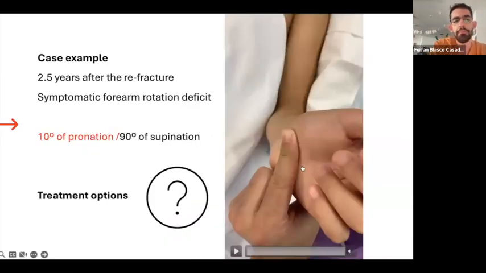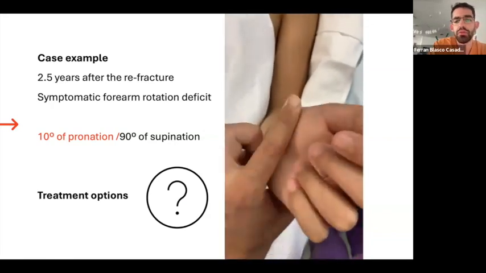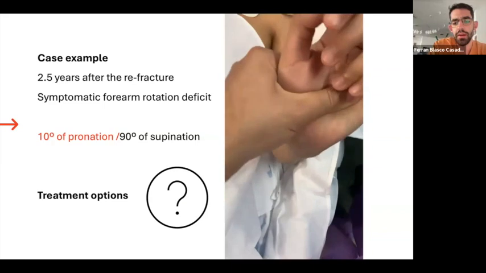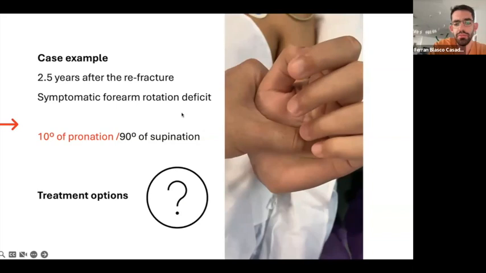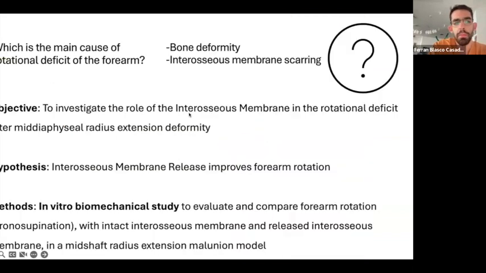This patient, after 2.5 years, came to the clinic because he was suffering a symptomatic forearm rotation deficit. As you can see in the video, we have full supination, but only about 10 degrees of pronation. So what are the treatment options in this situation? To know the options, we need to know what the main cause of the rotational deficit of the forearm is. Is it bone deformity, or may it be interosseous membrane scarring?